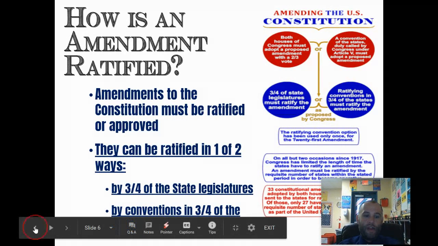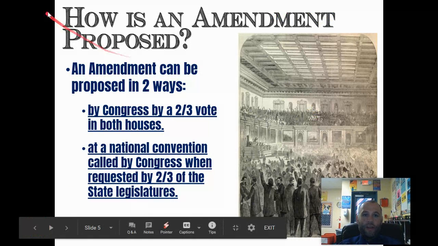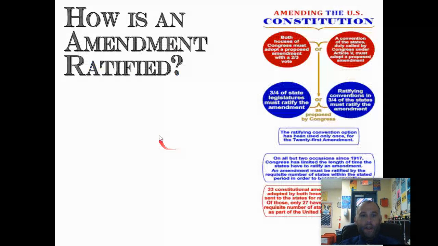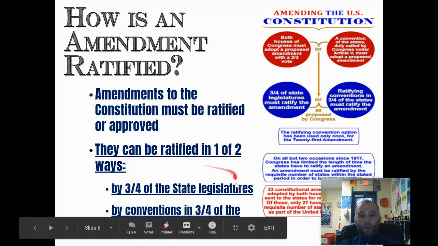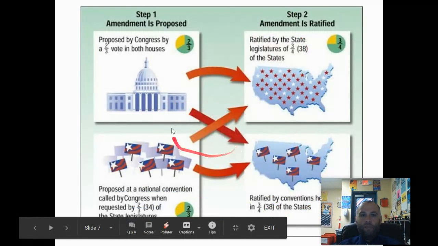So let's go back and review that again. The first step is proposal. It can be proposed by a 2/3 vote in both houses of the United States Congress. And then it can be ratified one of two ways: 3/4 of state legislatures vote yes, or 3/4 of state ratifying conventions. Okay, so here's a kind of review of that.